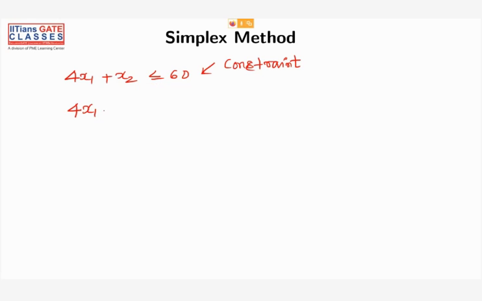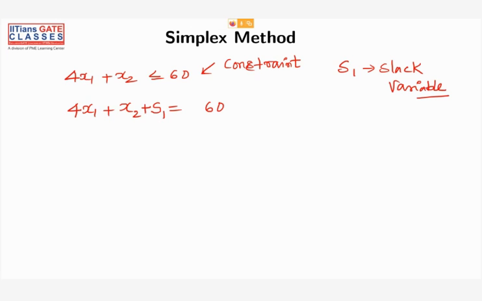Which side should I add something so that this will become equal to 60? Should I add here or here, on the left hand side or right hand side? Obviously LHS, you're right. Because as this quantity is less, this quantity is more. To increase this quantity, you have to add something here on the left hand side. And that is your variable S1, and this variable is called your slack variable.